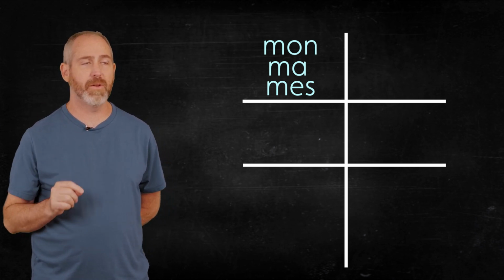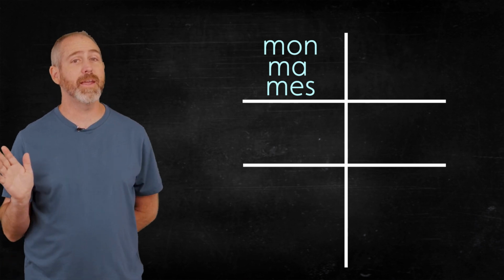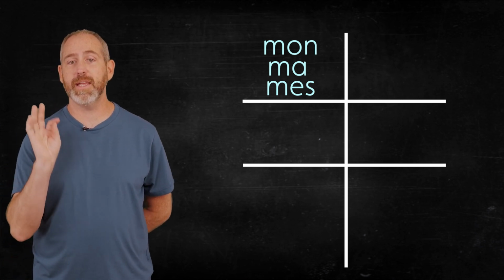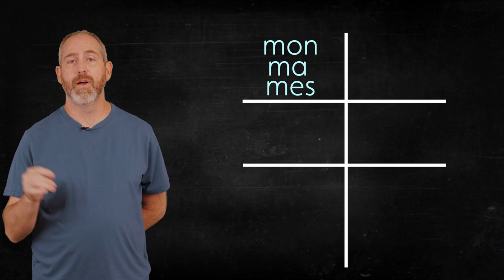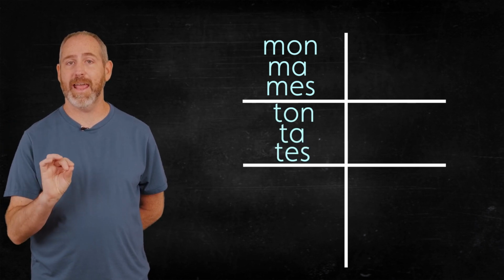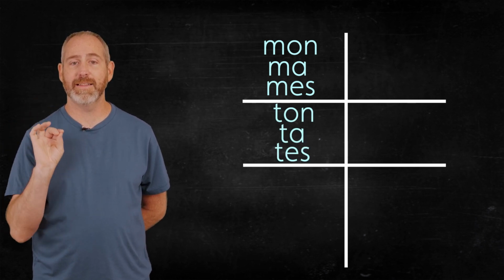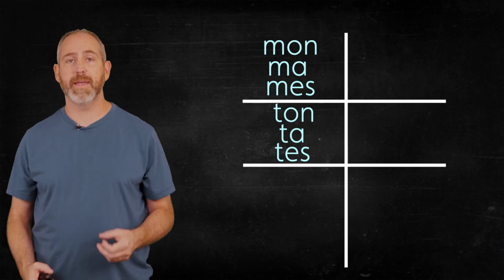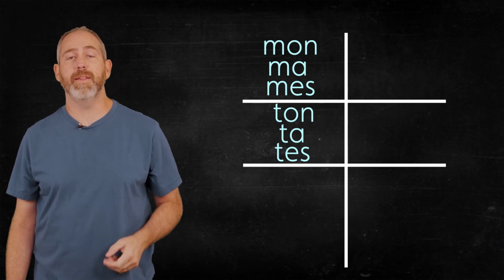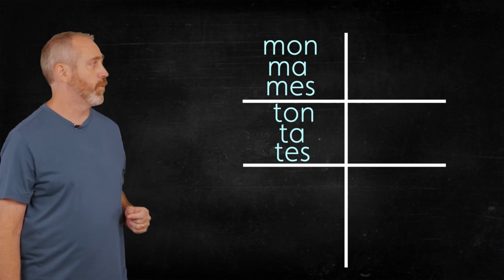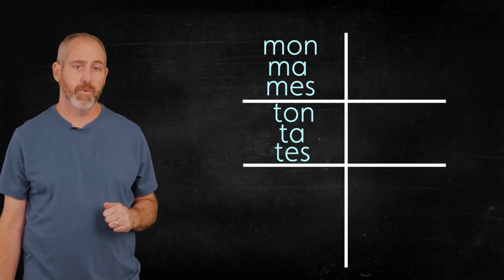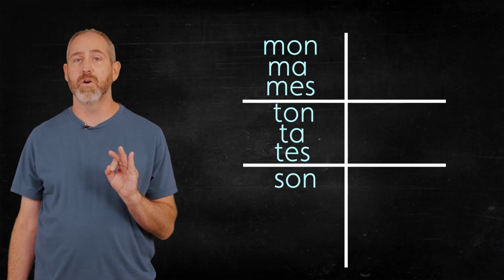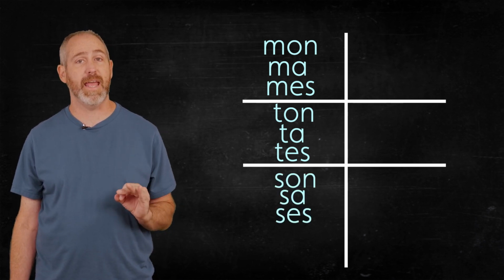The next one in the middle left, same thing, but we're going to change it to a T. So we have ton, ta, and tes. Ton, ta, tes. All right? So, your something. Speaking to someone informally that I know well. Next one, down the bottom left, we're going to put this one: son, sa, ses.